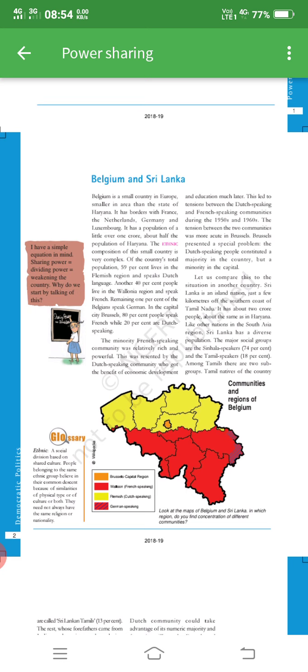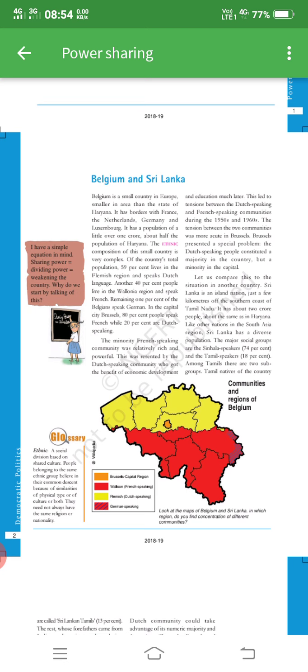Let me give you brief information about Belgium and Sri Lanka. Belgium is a small country of Europe, and its area is smaller than that of Haryana. It has neighboring boundaries with France, Netherlands, Germany, and Luxembourg. When we talk about its population, it's a little over 1 crore, about half the population of the Haryana state of India.